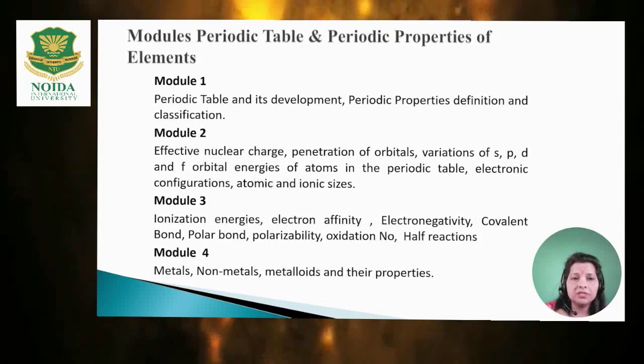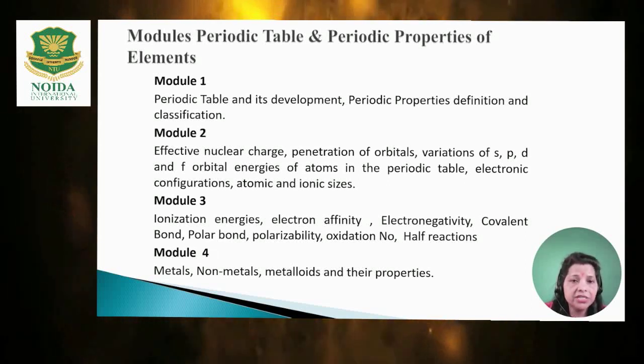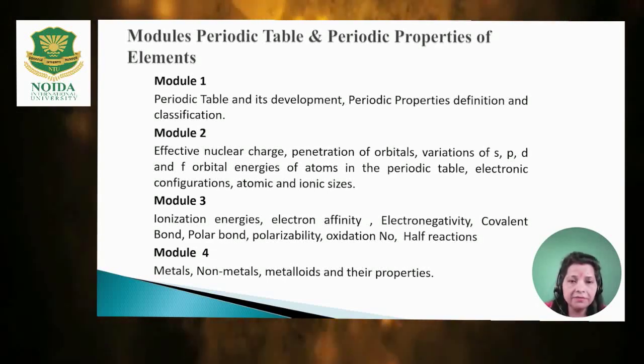And the course structure, the various modules you will study, are as follows. Under module 1, you will understand the periodic table and its development, periodic properties, their definition and classification. Under module 2, you will study the effective nuclear charge, penetration of orbitals, variation of s, p, d and f energies of atoms in the periodic table, electronic configuration, and atomic and ionic sizes.